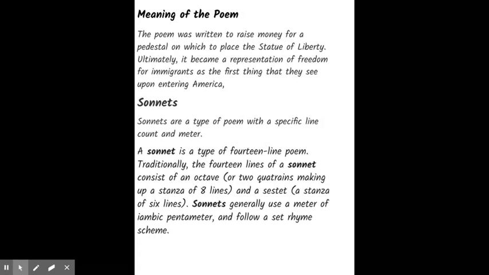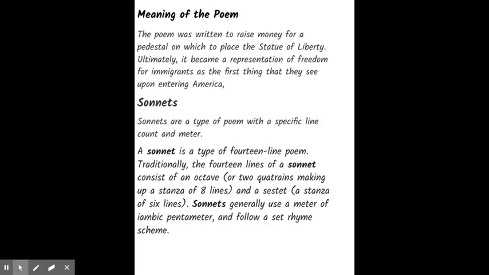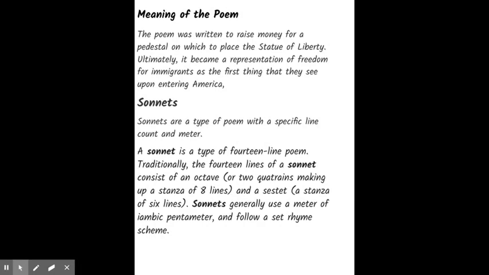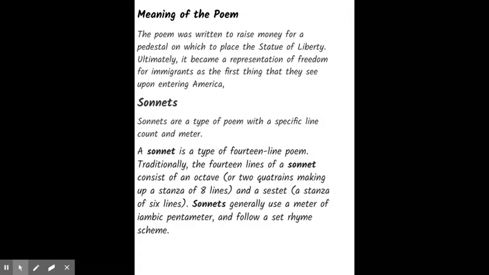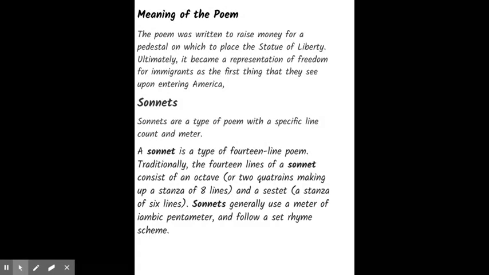The structure of this poem is a sonnet. You know there are all different structures of poetry. Today we're talking about sonnets, and they're very particular. It's a type of poem with a specific line count and meter. A sonnet is a 14-line poem consisting of an octave, oct meaning 8, right? So 2 quatrains. This gets technical, I apologize.